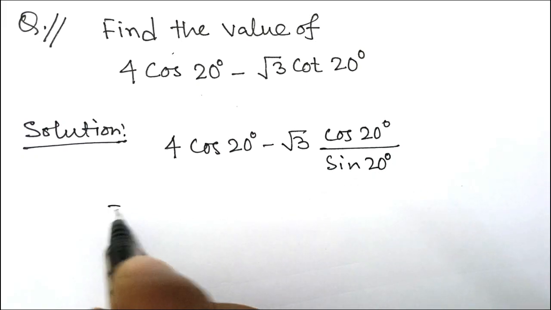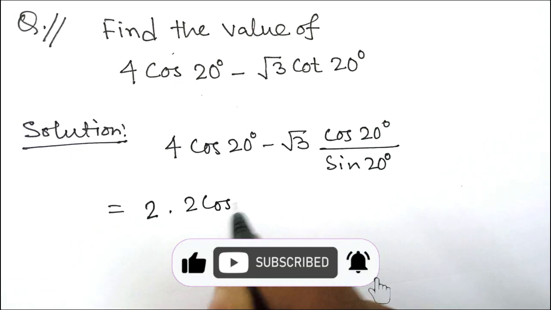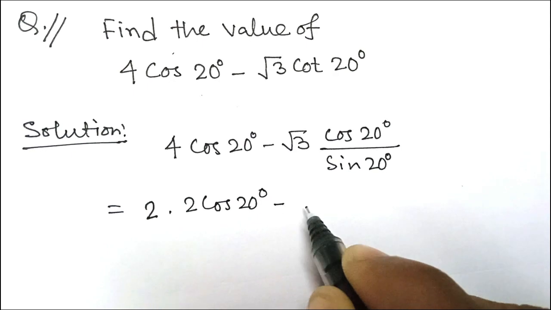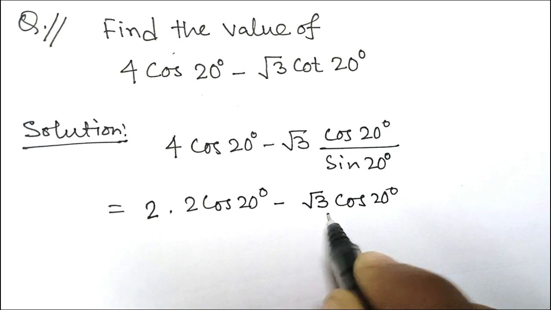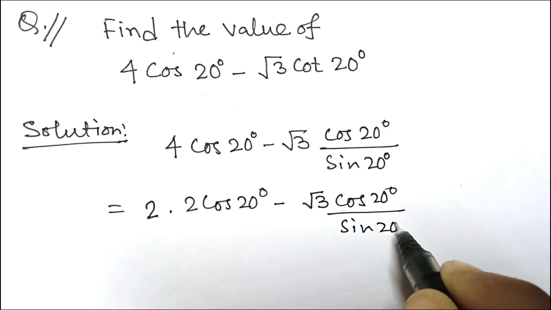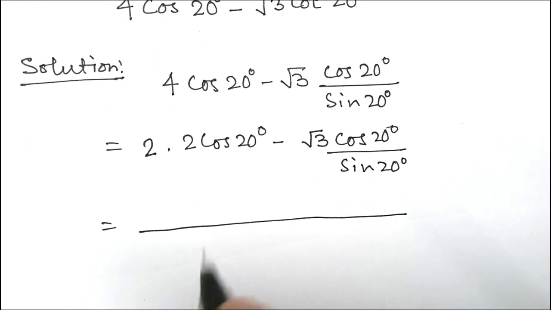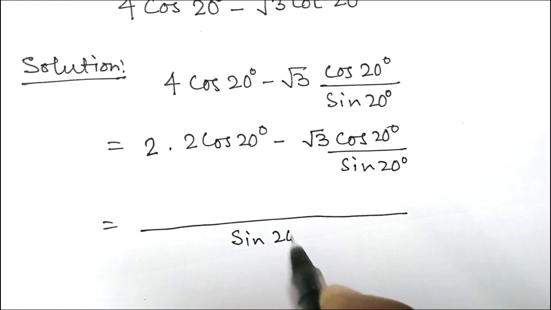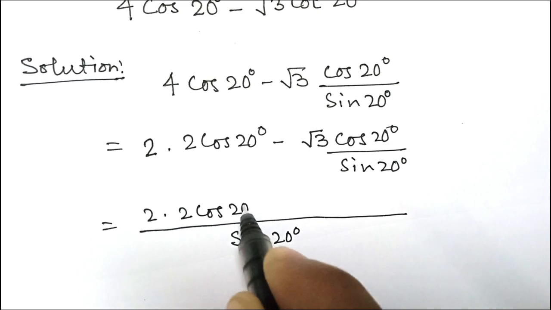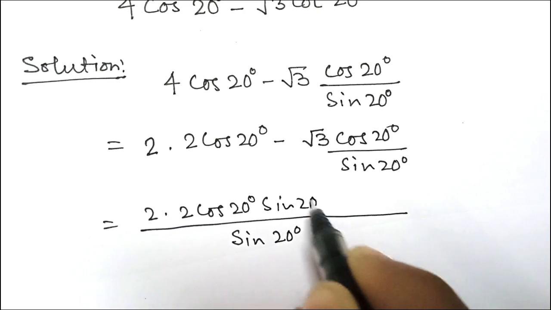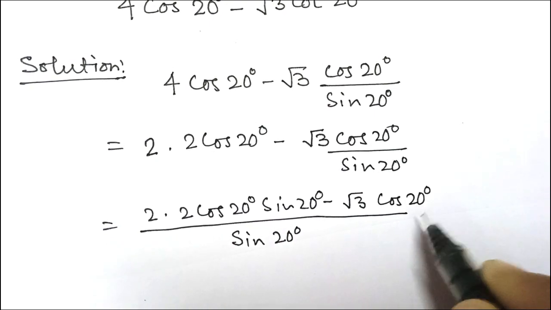Now we can write this as 2 into 2 cos 20, and here it is root 3 cos 20 divided by sin 20. Now we will take sin 20 as LCM, so it will become 2 into 2 cos 20 sin 20 minus root 3 cos 20.